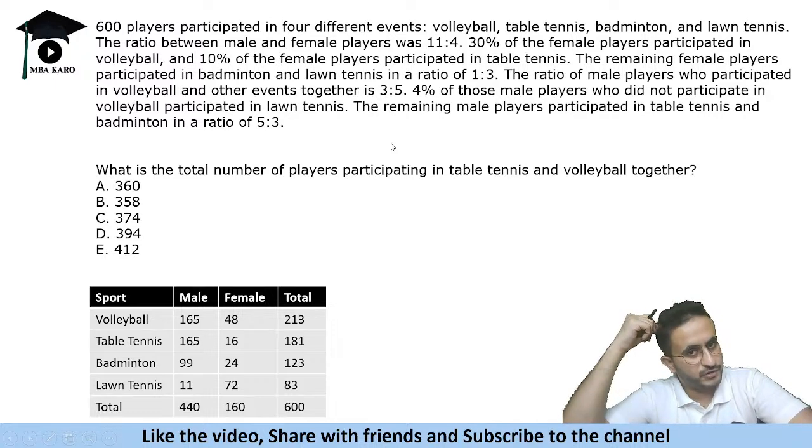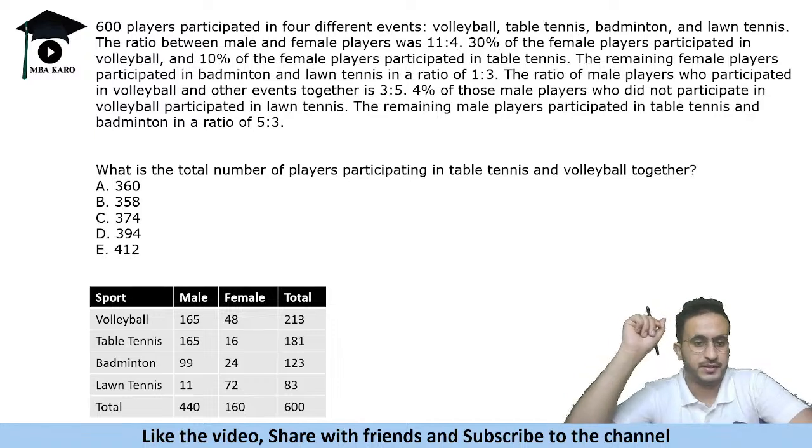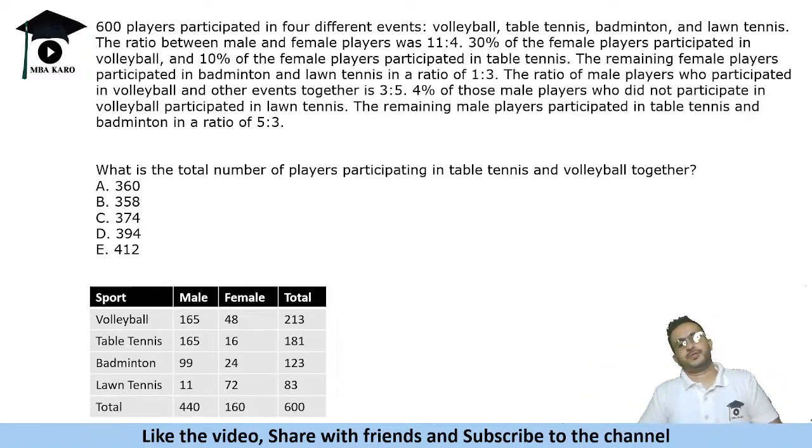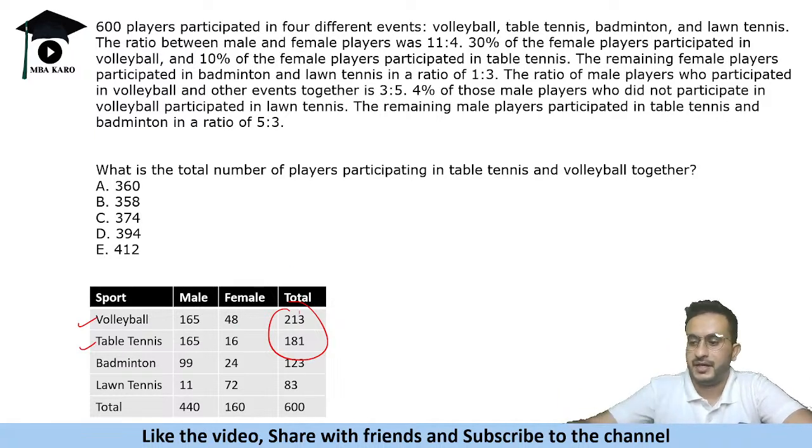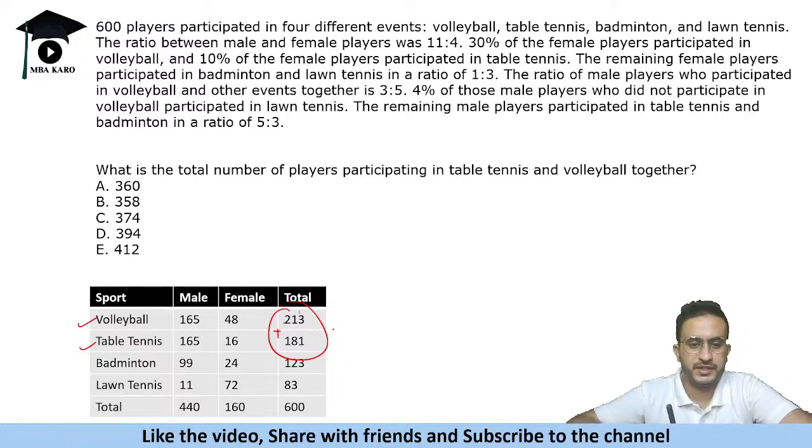What is the total number of players participating in table tennis and volleyball together? So this is volleyball, this is table tennis. Okay, add these values. Even if you did not calculate total in the beginning, it is fine. You could have calculated this by adding those four numbers. Okay, so this is 230 plus 164, 394 is the total.